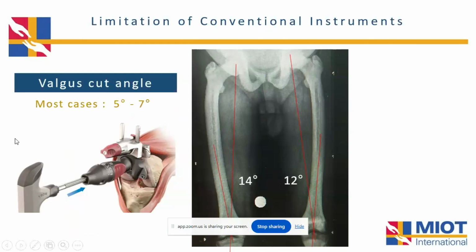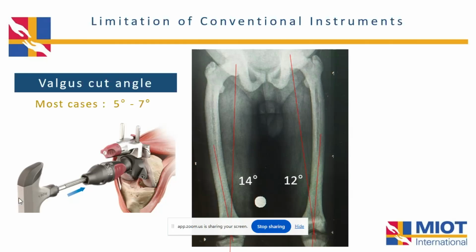So if we are doing this regularly, for the sake of discussion, we assume that we are going to use conventional instruments and an intramedullary rod technique. Normally we use a 5 to 7 degree distal valgus cut. However, in this case, since there is a proximal bowing of the femur, the angle between the anatomical and the mechanical axis was 14 on the left side and 14 on the right side and 12 on the left side.